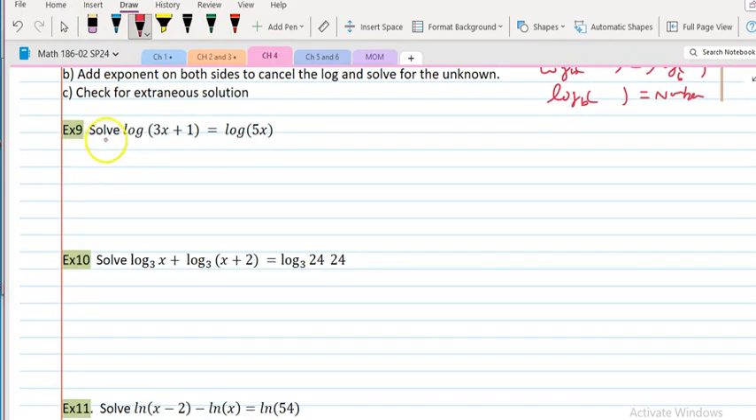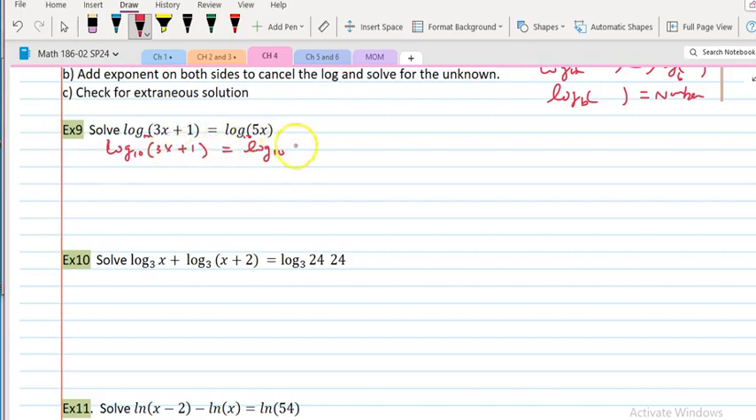So let's do the example after a lot of introduction. I'm going to solve log(3x plus 1) equal to log(5x). There's no base here. That means it's log base 10, so by default, it's the common log. I have one log equal to one log, so I don't have to do any cleanup. So I'm going to rewrite it. Log base 10 of 3x plus 1 equal to log base 10.